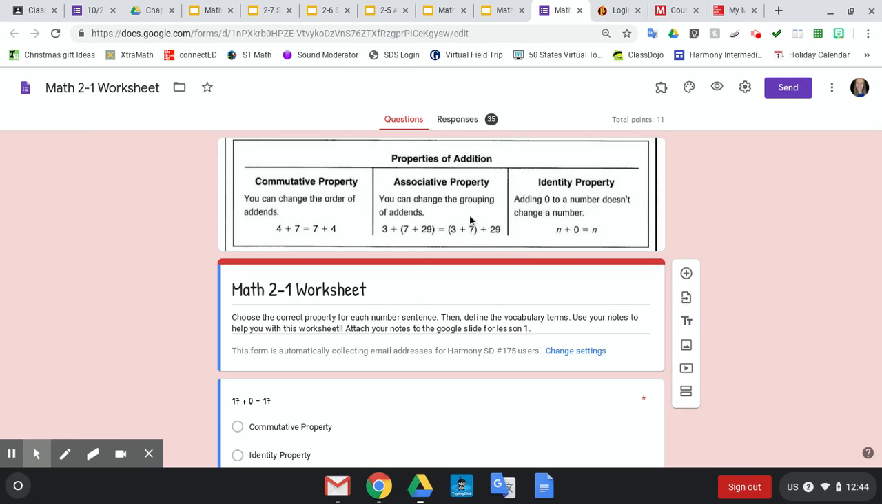Here we do 3 plus 7 first, which I think would be the smarter way, because then you get a 10, and adding to 10 is easy. But over here, they group 7 plus 29 first. It doesn't matter what groupings you do in addition, as long as you use the same numbers, you're going to get the same answer. The identity property says that any number that you add to 0 is going to equal that number. So 2,500 plus 0 is 2,500.